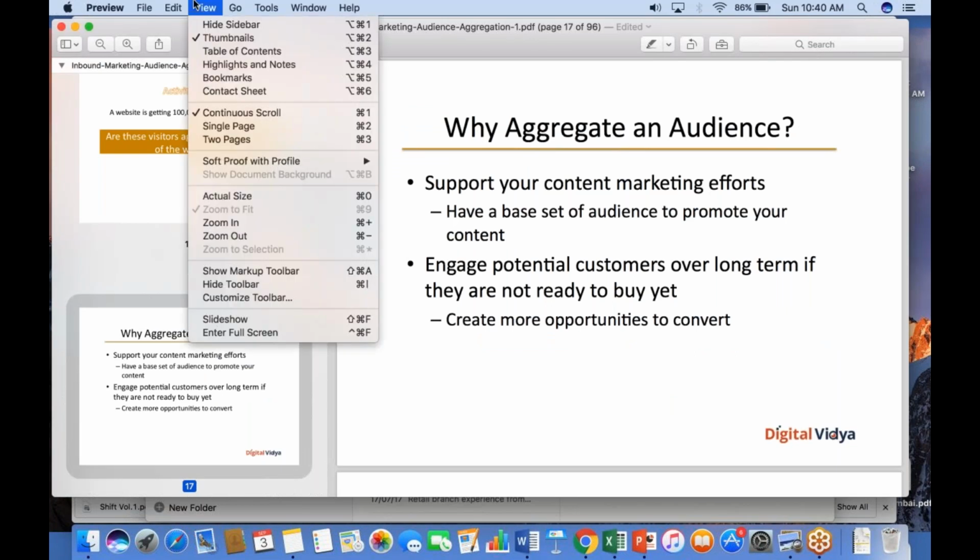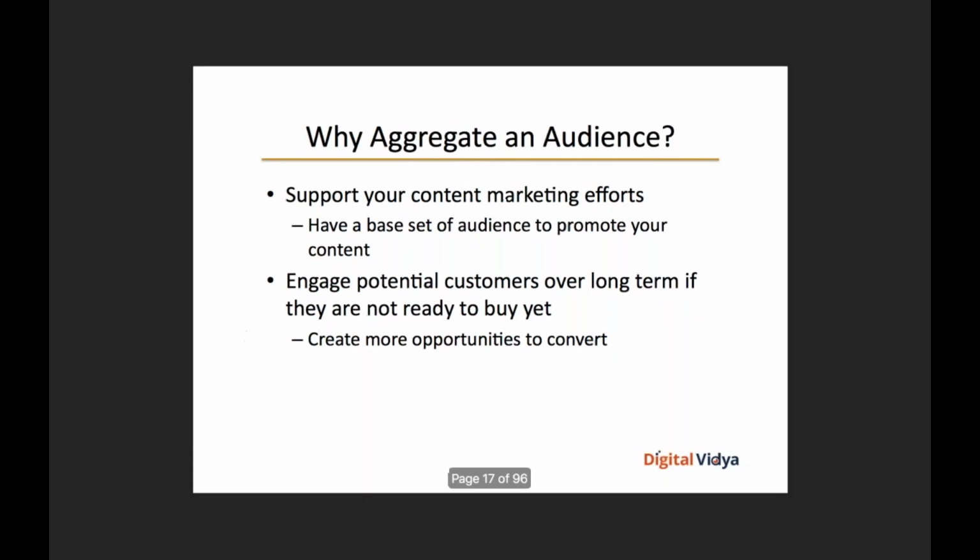Moving on. The other important question is, why do you even want to aggregate an audience? Why go through all this trouble? That's something we partially answered during the earlier part of the presentation. It's a huge boost to your content marketing efforts because you have a base set of audiences to whom you can promote your content. As I said earlier, you have the 98 plus 2 rule. 98% of people have absolutely no interest in purchasing or spending money with your brand in the near term. So how do you keep engaging them? How do you keep nurturing them through the entire buyer decision-making life cycle? That's essentially what point number two is talking about.